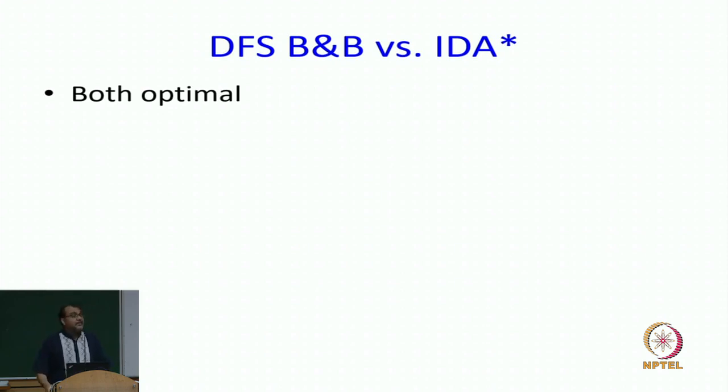Similarly, in depth first search branch and bound, I am only doing depth first search. So, my memory is going to be no worse than the memory of depth first search. So, I am never in an exponential memory regime. So, this is good because I do not like exponential memory.